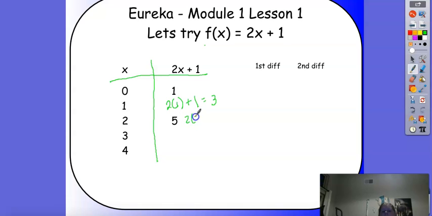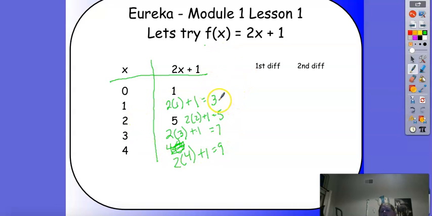How did I get that 5? Well, 2 times 2 plus 1 is the 5. This one, 2 times, I put in a 3 for x, plus 1, and I get a 7. 2 times 4 plus 1, and I get a 9. Okay, do you see how I got those?